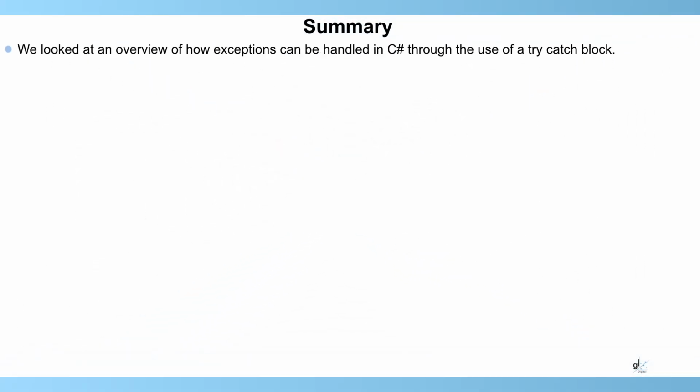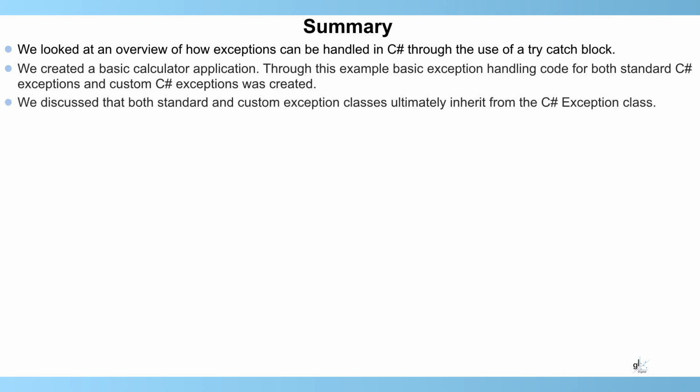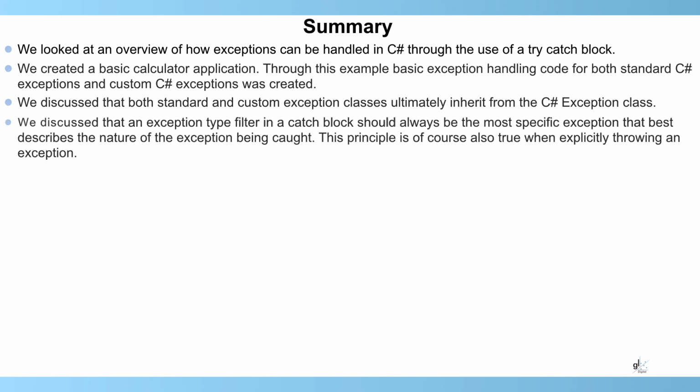We looked at an overview of how exceptions can be handled in C# through the use of a try-catch block. We created a basic calculator application. Through this example, basic exception handling code for both standard C# exceptions and custom C# exceptions was created. We discussed that both standard and custom exception classes ultimately inherit from the C# built-in Exception class. We discussed that an exception type filter in a catch block should always be the most specific exception that best describes the nature of the exception being caught. This principle is of course also true when explicitly throwing an exception.